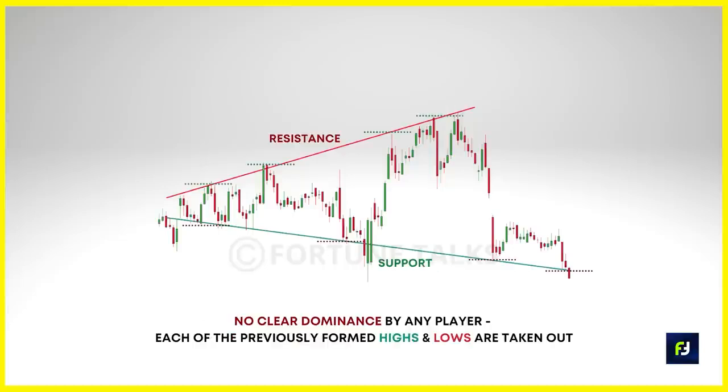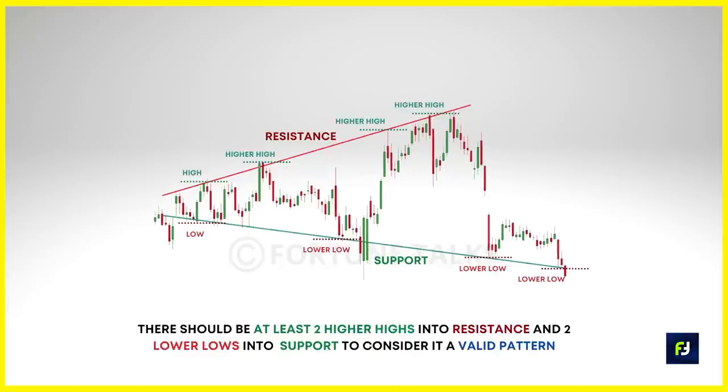Even though the price action is evident after each price swing, there is no clear dominance by a single player. That is, the buyers and sellers are trying to force their dominance, but each attempt is countered, resulting in a state of indecision. Moreover, there should be at least two price swings along the sloping trend lines. That is, there should be at least two higher highs into the ascending trendline resistance and two lower highs into the descending trendline support to consider it as a valid pattern.